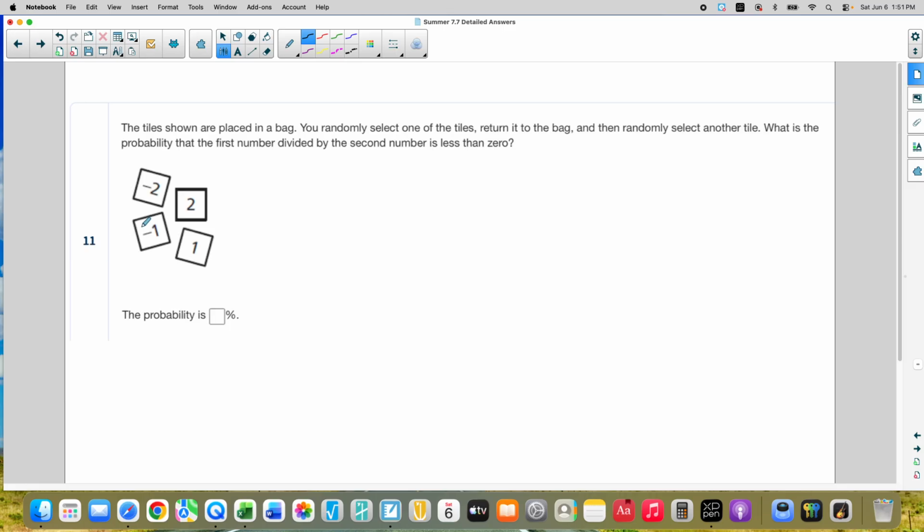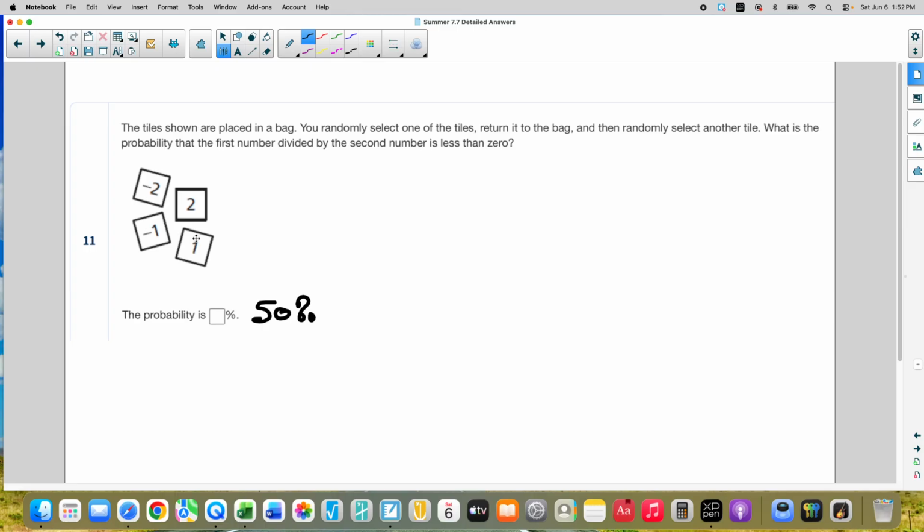The tiles shown are placed in a bag. You randomly select one of the tiles, return it to the bag, and randomly select another tile. What is the probability that the first number divided by the second number is less than 0? Well, each time you draw it, it's going to be 50%. So it's 50% of the time, because there's 2 numbers that are less than 0, 2 greater than 0. So it's always going to be 50%, because you're either going to pick this, or this, and only 2 of them would give you less, and 2 of them would give you more.